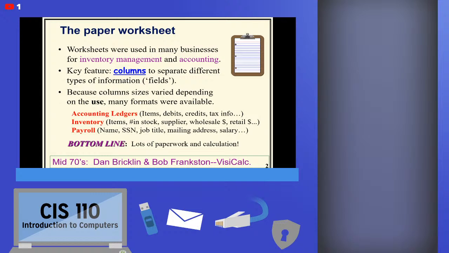But VisiCalc was born out of necessity. And it's sort of an inspiring story when you really think about it. And we can kind of take this story and apply it to our own lives. Mr. Bricklin was, at the time, a Harvard MBA student. He had previously done computer science, I believe, at MIT.